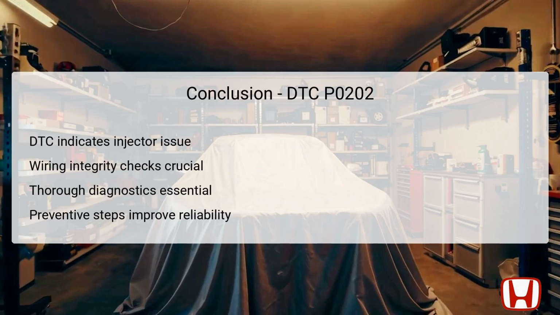In conclusion, understanding DTC P0202 allows for informed troubleshooting for fuel injection issues in Honda Civics, particularly from 2016 to 2021. The DTC signifies an injector circuit malfunction that affects engine performance, making it crucial to perform thorough wiring integrity checks and ensure seamless communication between components. Each step in the troubleshooting guide is essential for isolating the problem effectively, from initial diagnostics to final verification post-repair.